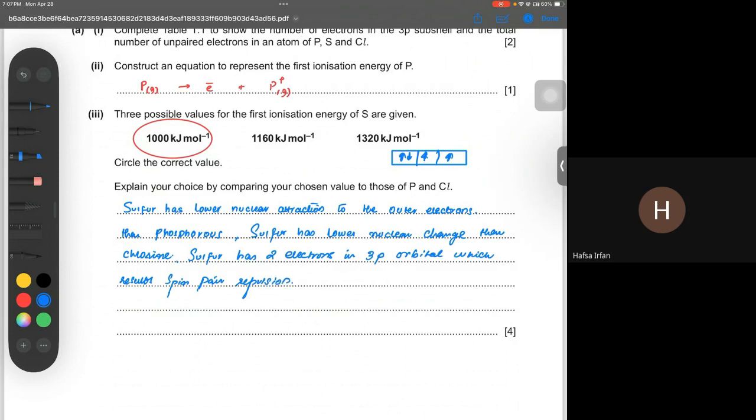Spin pair repulsion. Due to this, we can remove an electron easily from the outer shell of sulfur. Simple. Okay.